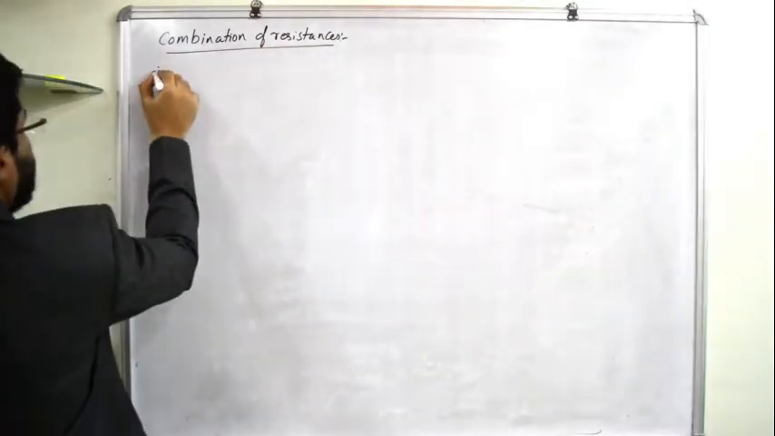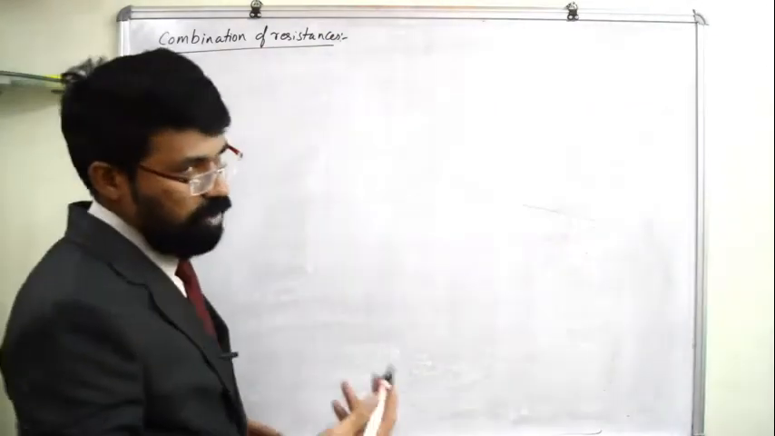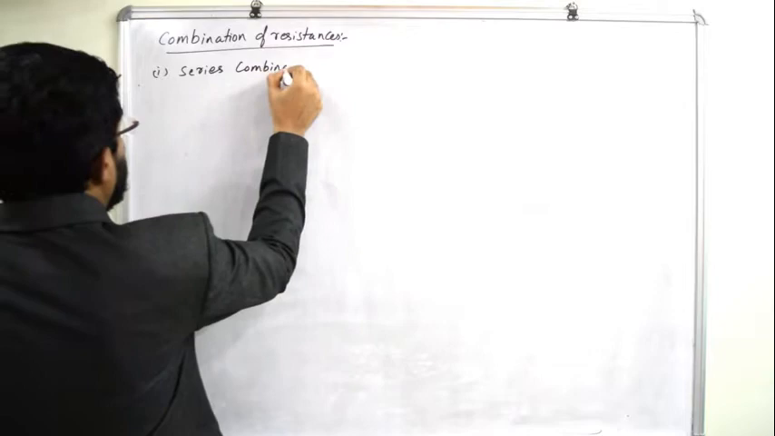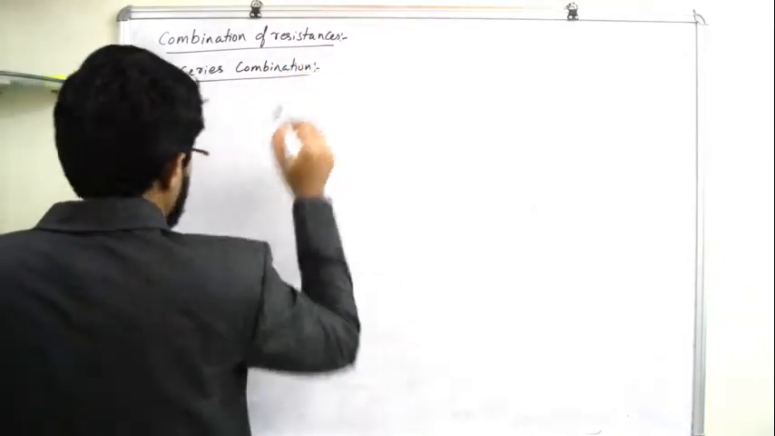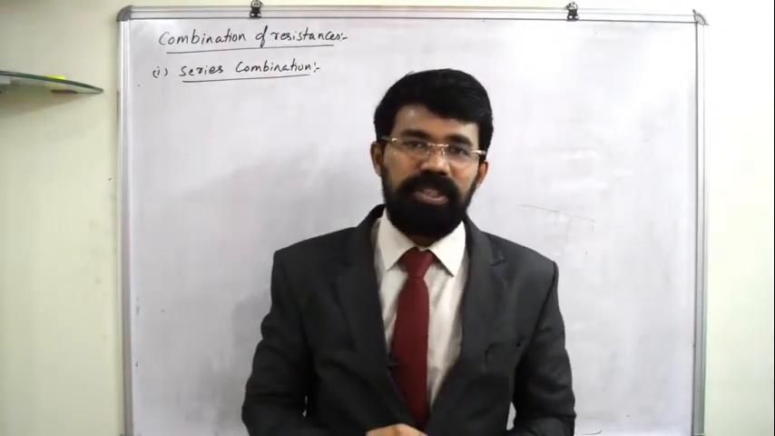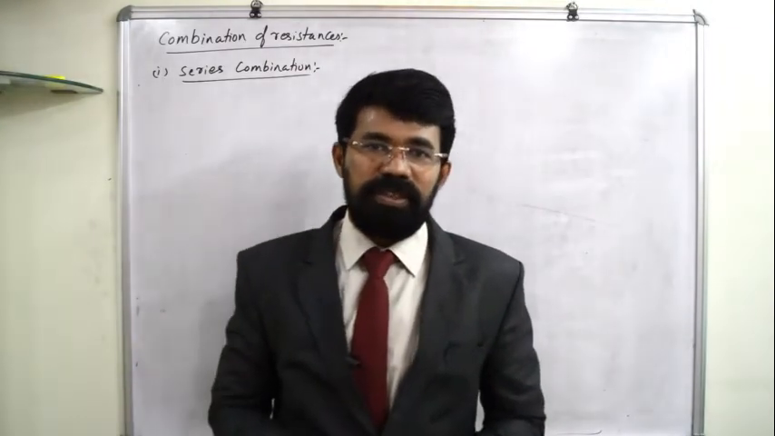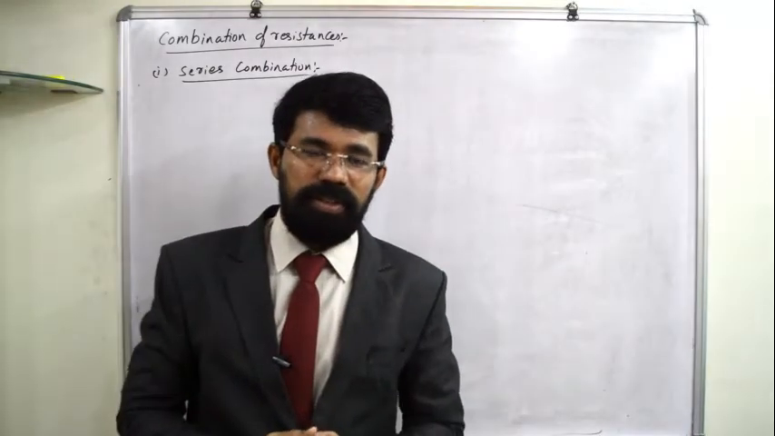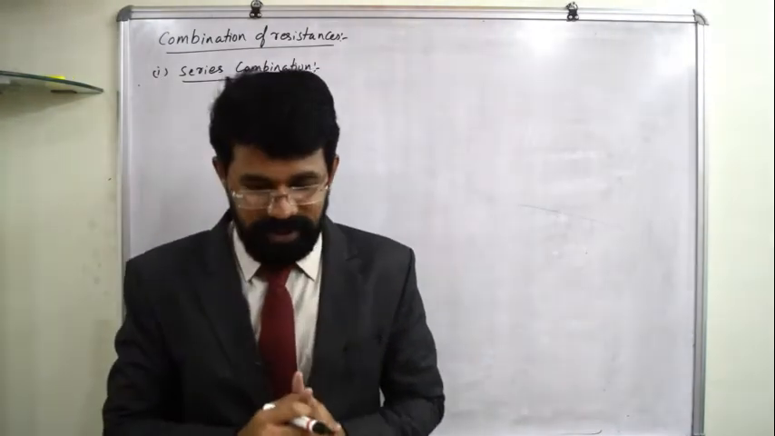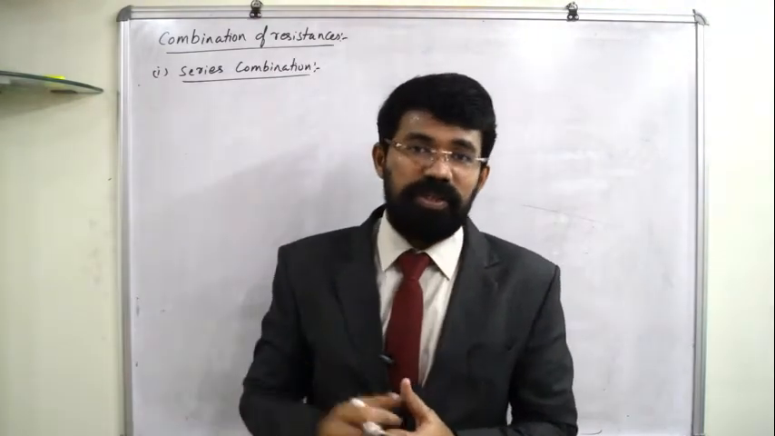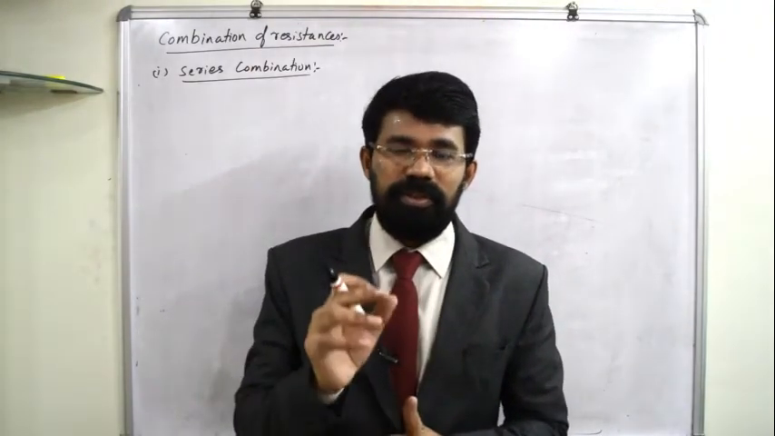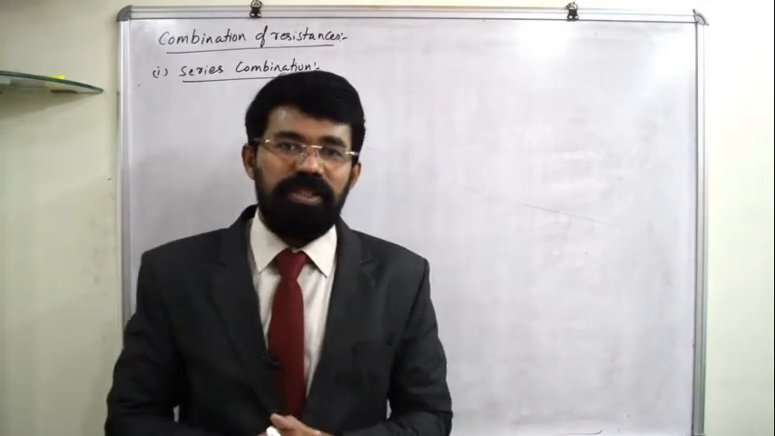I'll continue with series combination first. Two possible combinations are there: series combination and parallel combination. You say that whatever resistances were given to you are in series combination if the same amount of current is passing through those resistances and the same potential difference exists across the entire combination of those resistances. If these two conditions are fulfilled, you can say that the given resistances in the circuit are in series. What are those two conditions? Same amount of current should pass through all the resistances, and across the combination the same potential difference should be given in the circuit. Then you can say that the combination is series combination.